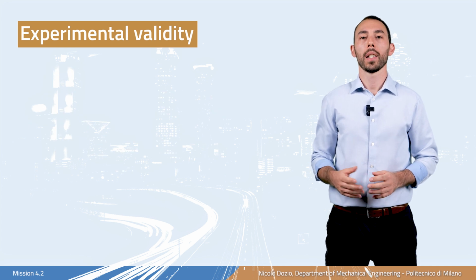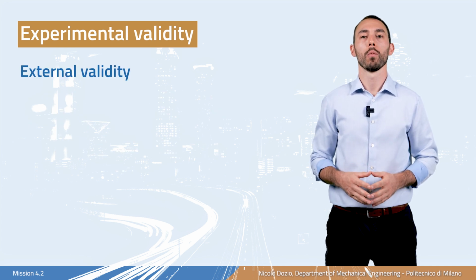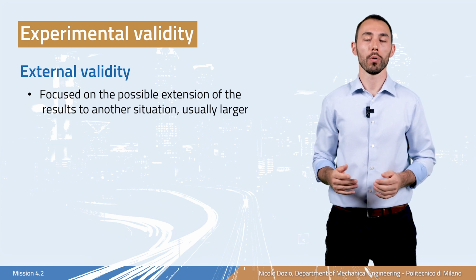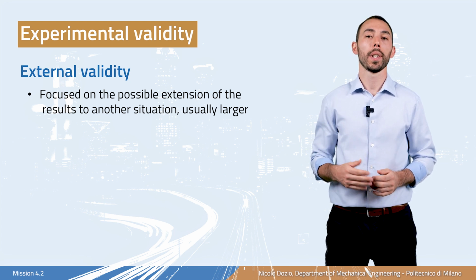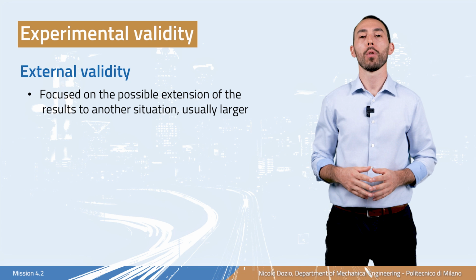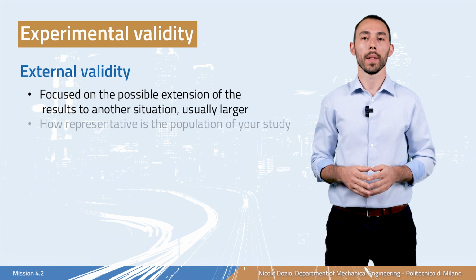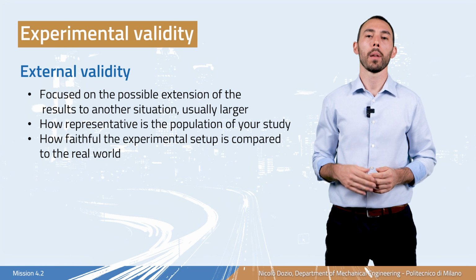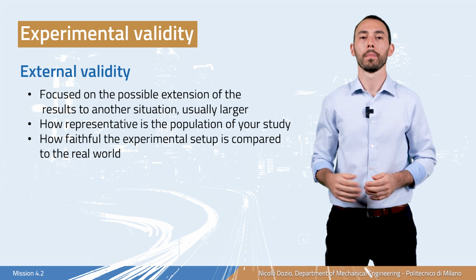Another important aspect is the external validity, which is focused on the possible extension of your results to another situation, usually larger. When you are dealing with human factors, it's important to consider how representative is the population of your study, and also how faithful the experimental setup is compared to the real world.